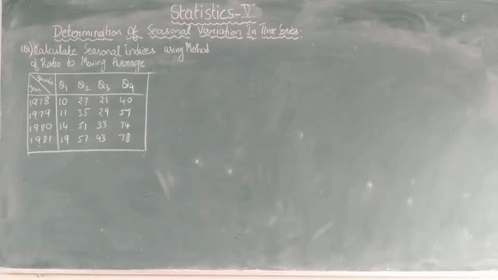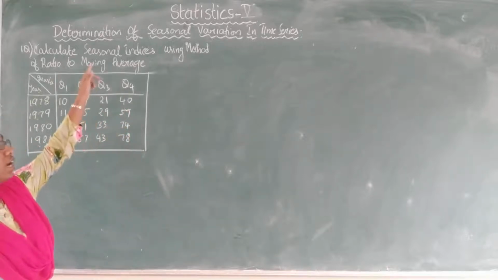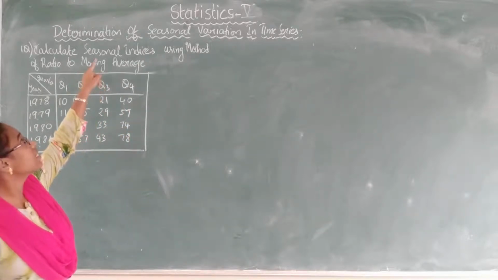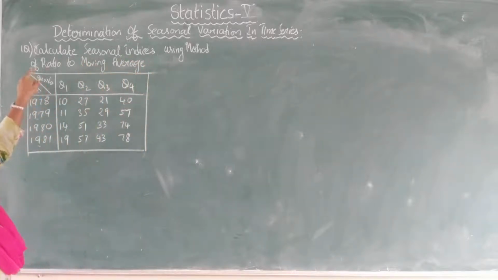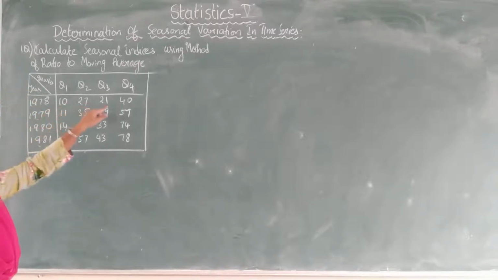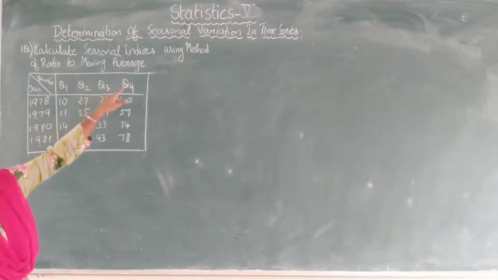Now coming to the question: calculate the seasonal indices. That means the seasonal variations are calculated by using seasonal indices. So calculate seasonal indices using the method of ratio to moving average. If you observe this data, for each year the data is divided into 4 quarters. What are the 4 quarters named? Q1, Q2, Q3 and Q4.